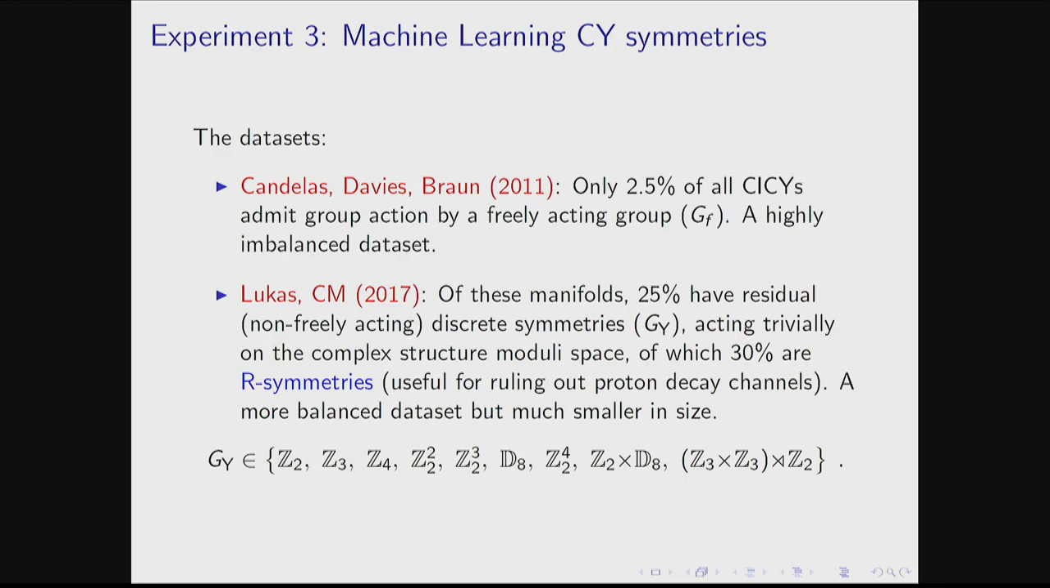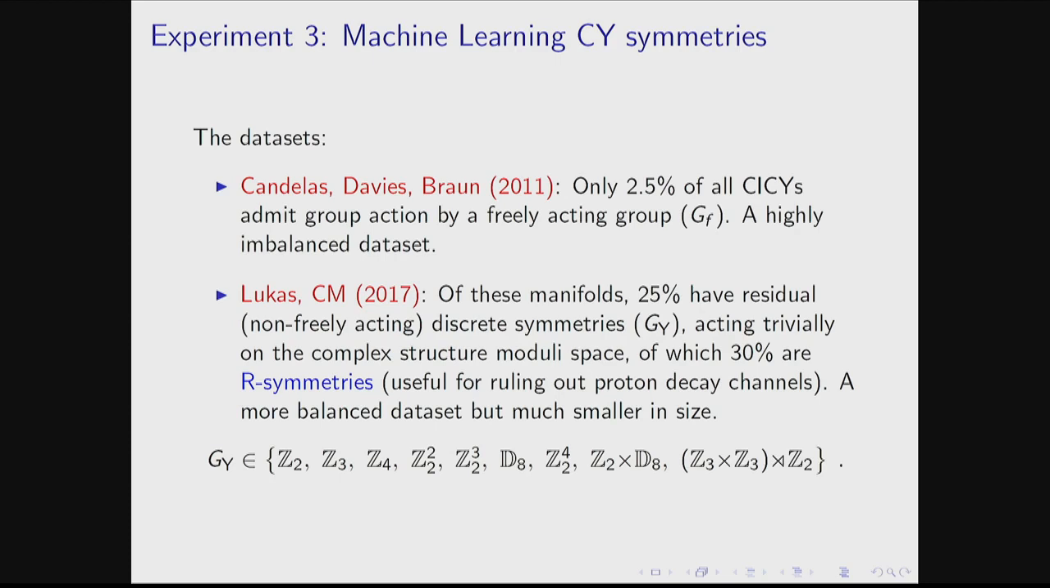Andre Lukas and I looked at these 2.5% manifolds, and we found a result which is physically very interesting, because what we found is if you focused on only those handful of manifolds, around 25% of them have residual discrete symmetries that act trivially on the complex structure moduli space. So you're not really specializing in your complex structure anymore. And of which 30% of all the symmetries that we found were actually R symmetries.